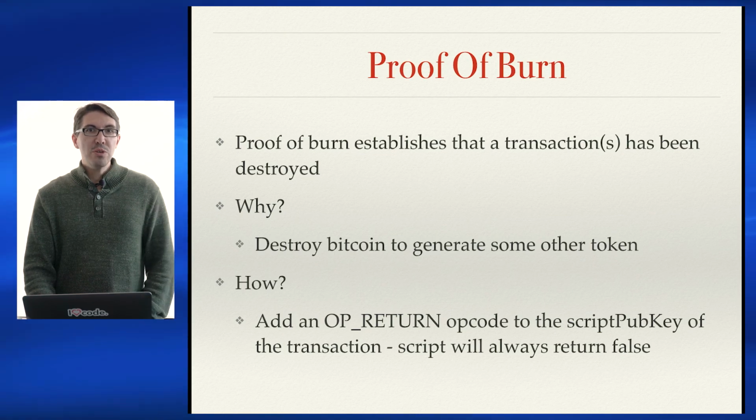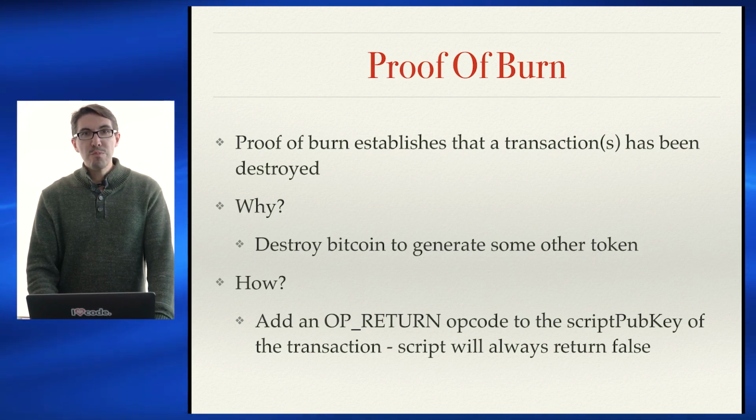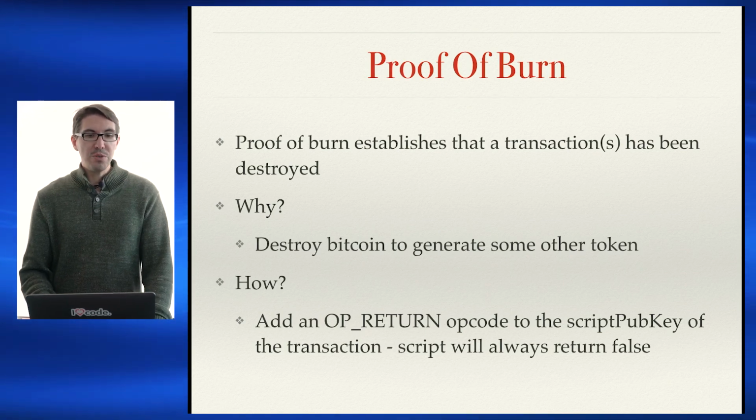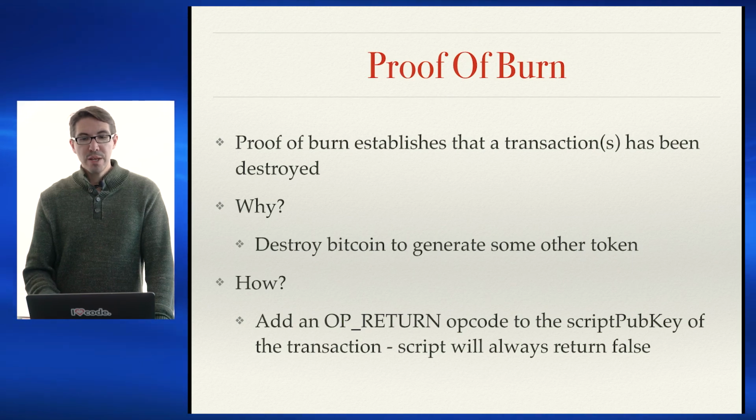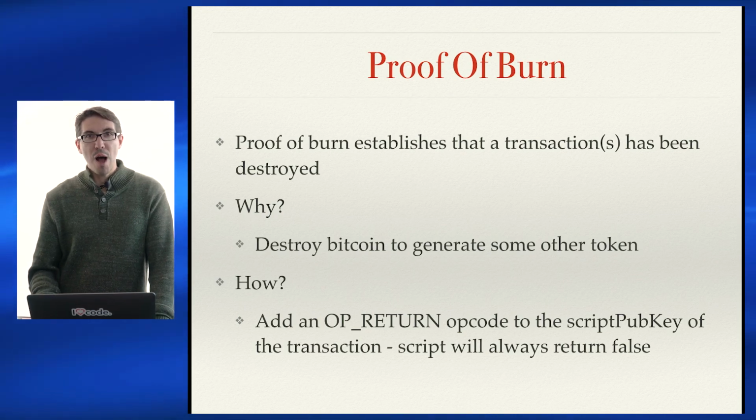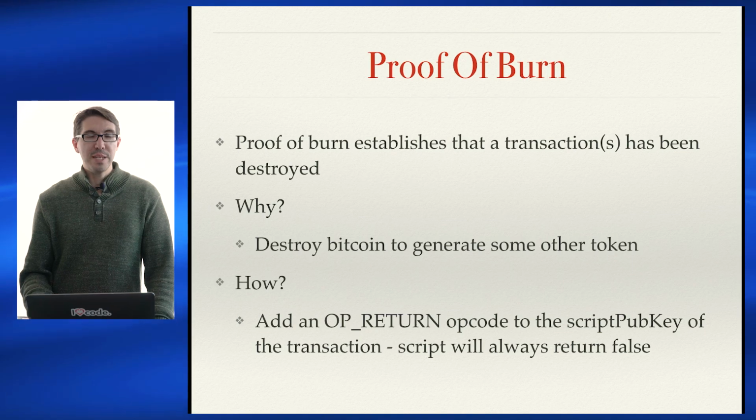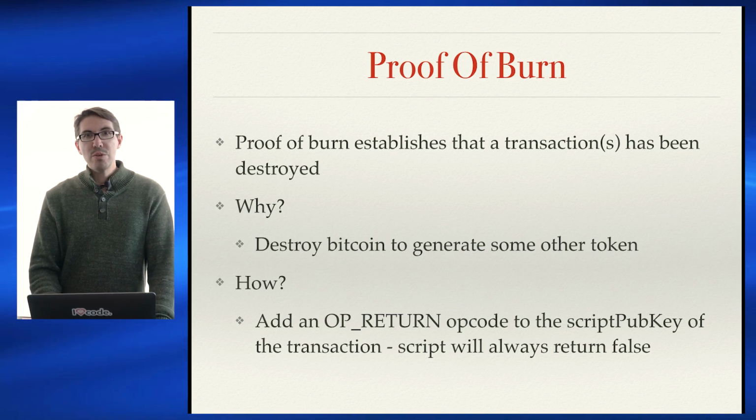Another thing that you can do with a Bitcoin script like this is proof of burn. So proof of burn verifies that you have a UTXO or some part of a UTXO that is destroyed, that will never be spendable. And how you do this is you're going to add an OP_RETURN opcode, and the script will always return false. So you have sent that Bitcoin, but this particular opcode means that it will never be spendable. It is now burnt. So why would you do this?